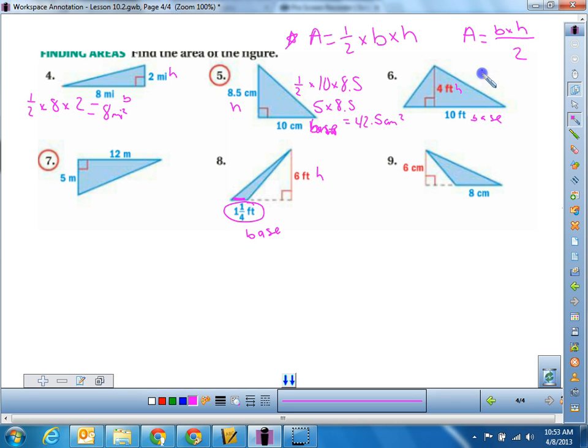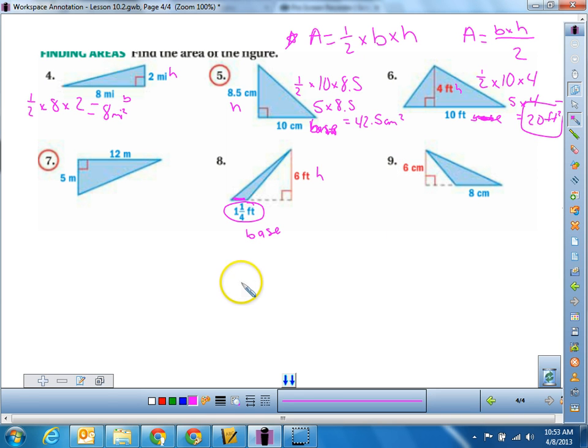Now again here, let's do 1/2 times the base, which is 10, times the height, which is 4. 1/2 times 10 is 5, so we have 5 times 4, which equals 20 feet squared. All right, so the area is 20 feet squared for this one. I want you to do these 3 on your own, and we'll check them in class tomorrow.